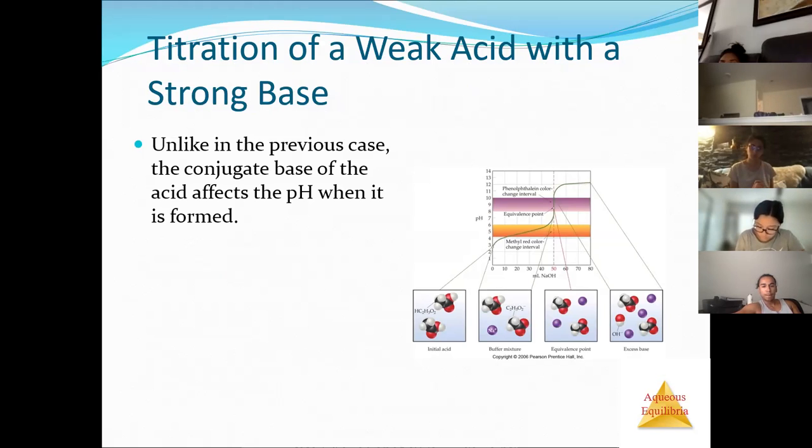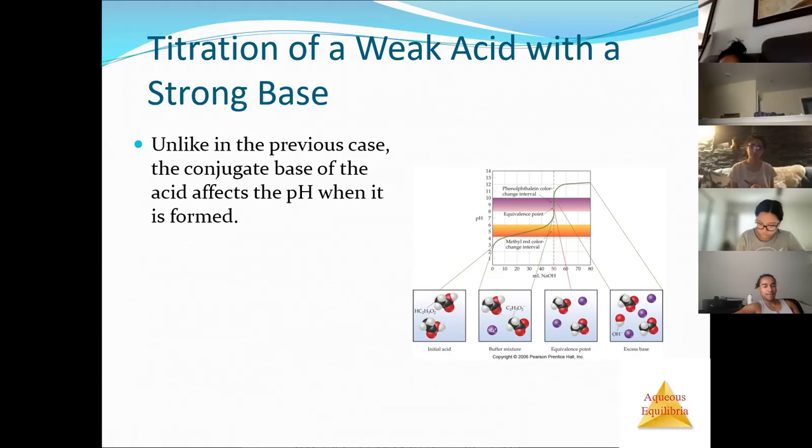Okay. So if I'm adding the base to the acid, am I starting off with a low pH or a high pH? High pH. I'm adding the base to the acid. So I start off with, am I measuring the pH of the acid or the base? The acid. So what's the pH? Is it going to be low or high? Lower. All right. Now, $50 million question.